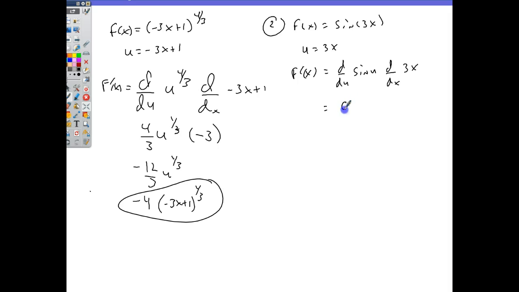So you get cosine u times the derivative of 3x. What's the derivative of 3x? 3. Hold on. We'll put it back in a second. 3 cosine u. Got to get rid of that u, so what do I replace it with? Can't have u in my answer because I made that up. Make sense? All right, everybody needs to try the next one.